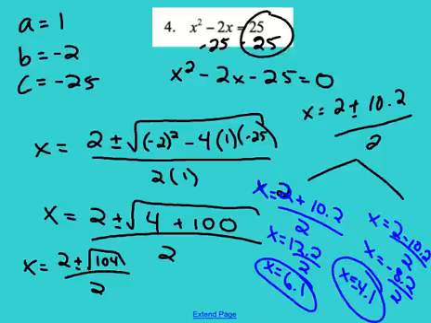Hey, we got a new first, I wrote sideways on the board. So we got x equals -4.1 and x equals 6.1. If it's confusing, tilt your iPad a little bit, you'll be able to read it.